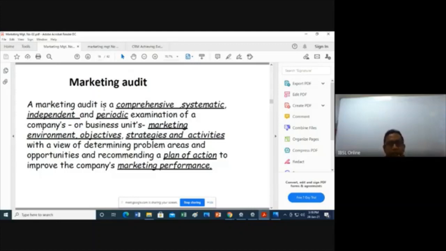The marketing audit is a comprehensive, systematic, independent, and periodic examination of a company's or business unit's marketing environment, objectives, strategies, and activities, with a view to determining problem areas and opportunities and recommending a plan of action to improve the company's marketing performance. So when you do a marketing audit, you can analyze the entire organization. Remember, the marketing audit is therefore a very comprehensive, systematic, independent, and periodic exercise of the company's marketing environment, objectives, strategies, and all the activities, with a view to determining problem areas and opportunities and recommending a plan of action to improve the company's marketing performance.